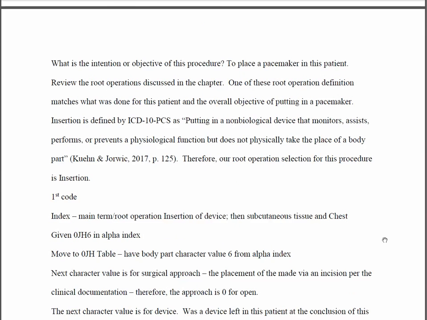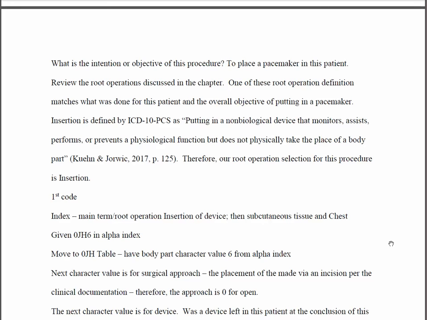The next step in our coding process, from what we learned back in chapter 1, is to identify what is our intention or objective of this procedure, and that is to place a pacemaker in this patient. That's how we get to our root operation. We then take that information and match it up with the root operation definitions we are given. In this case, you could look at the root operations that are highlighted for you in chapter 5, and one of those is insertion.